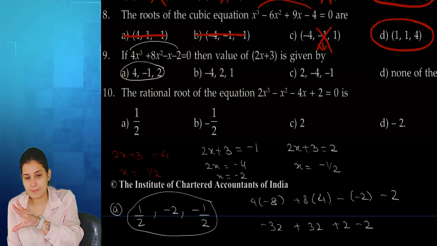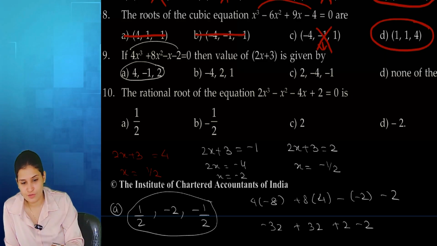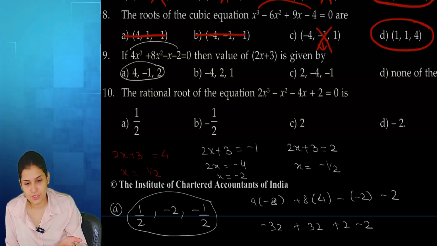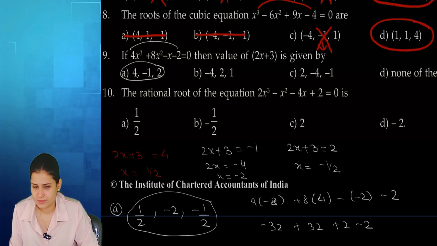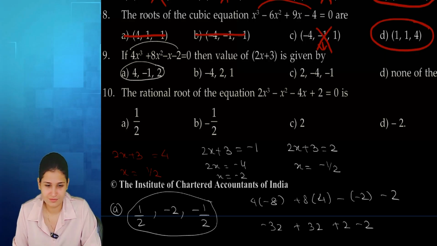First, from 2x plus 3, we will find the values of x. We'll go for the product of the roots, and then we will find out whether any one of them satisfies, which means it's correct. Done?